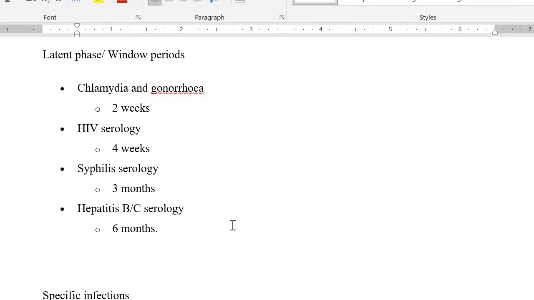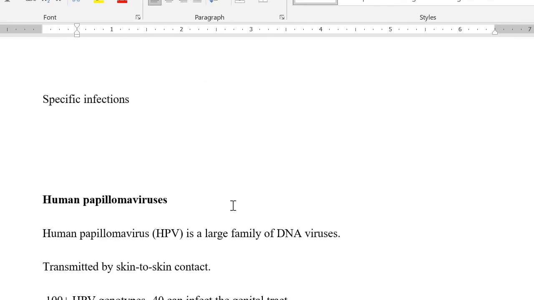So that's why they will ask you what is the cause. Obviously we have tested the patient too early, that's why we are not finding anything. So that's why the exposure. Just remember, 2 weeks in gonorrhea and chlamydia, and 4 weeks in HIV. Hepatitis B, 6 months, and syphilis can become positive in 3 months, in 9 days to 90 days, 9 to 90. Remember it like that, okay?